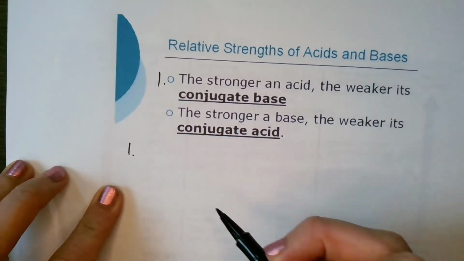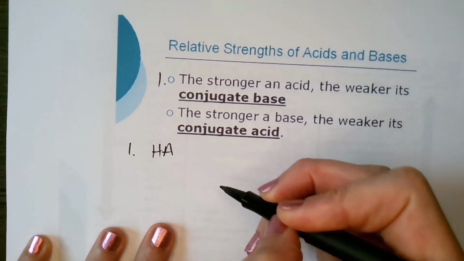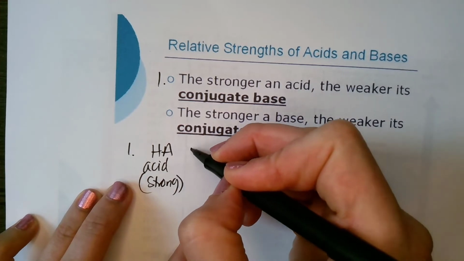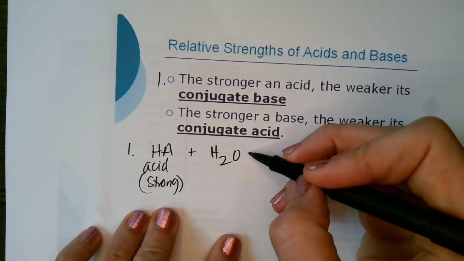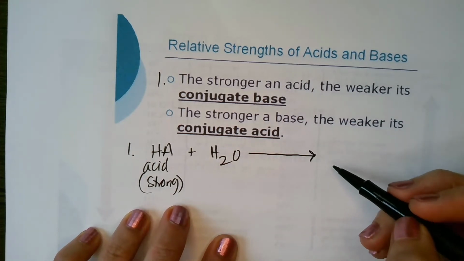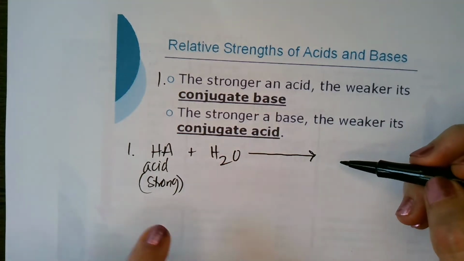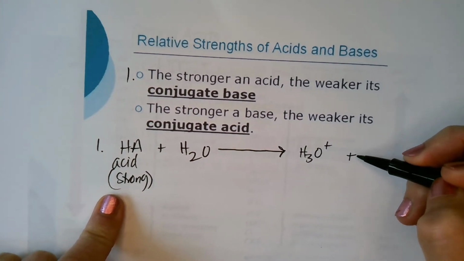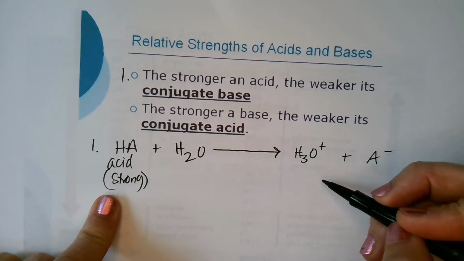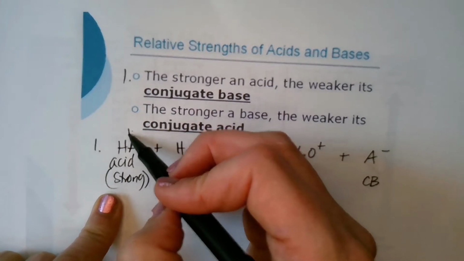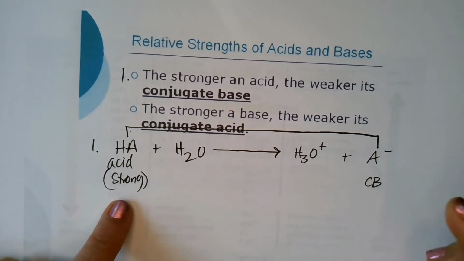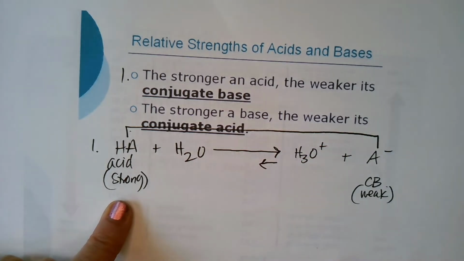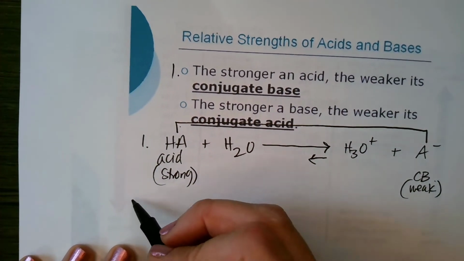So the stronger an acid, the weaker its conjugate base. And if we were to show this and write an example out here, let's say we have just a generic HA. This is my acid, and let's say that it's strong. And let's just put it in water. If it is strong, it's going to push really hard to the right. So this is my acid, so I'm going to have H3O+ and A-. So this would be my conjugate base, right? The HA has an H, so this would be my conjugate base. This would be weak, and if it's weak, it's only pushing back just a little bit.